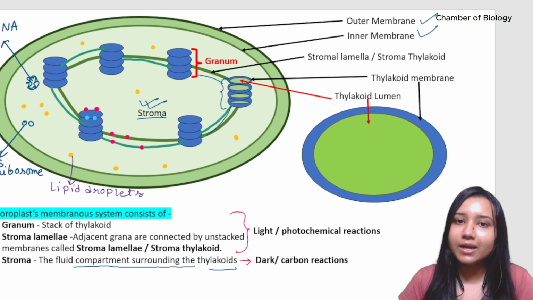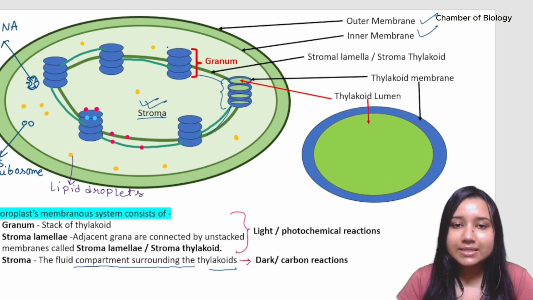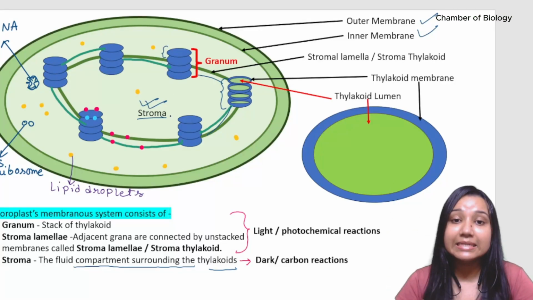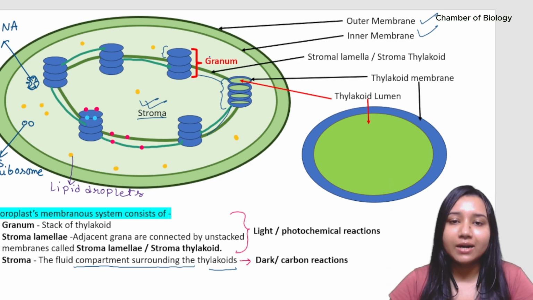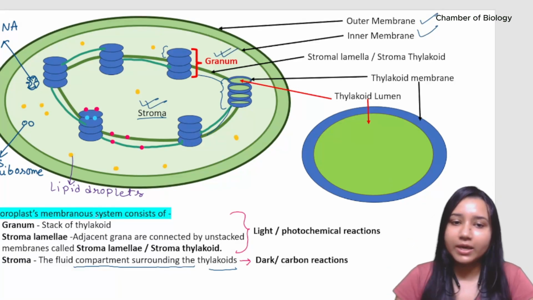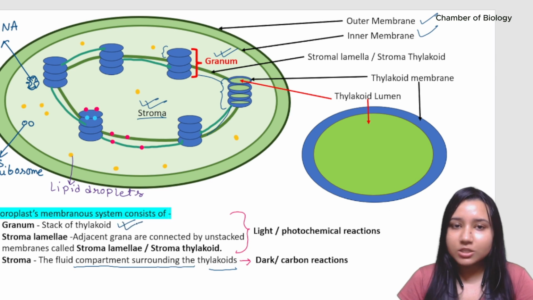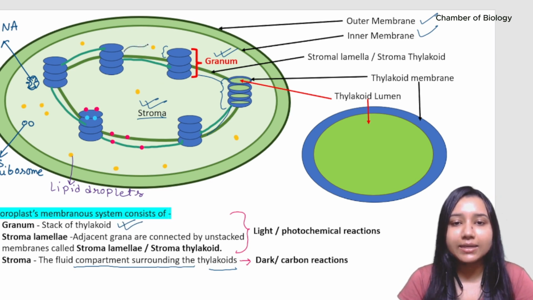So what are these thylakoids? You can see this disc-like shape, idli-like structure. These are basically called thylakoids. Now, when they are together in stacks, the stacks of thylakoids are called the granum. Okay, so grana are stacks of thylakoids, and we can see these grana are connected to each other.